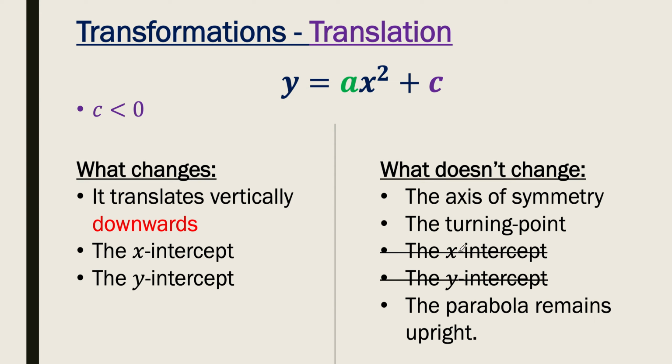What is not changing? Again, this is wrong. You should include here that the turning point is changing, okay? I'm not going to write it down, but you write it here, that the turning point is changing. So what doesn't change? The axis of symmetry is not changing. And in this case, the parabola remains upright because I'm not changing the a.